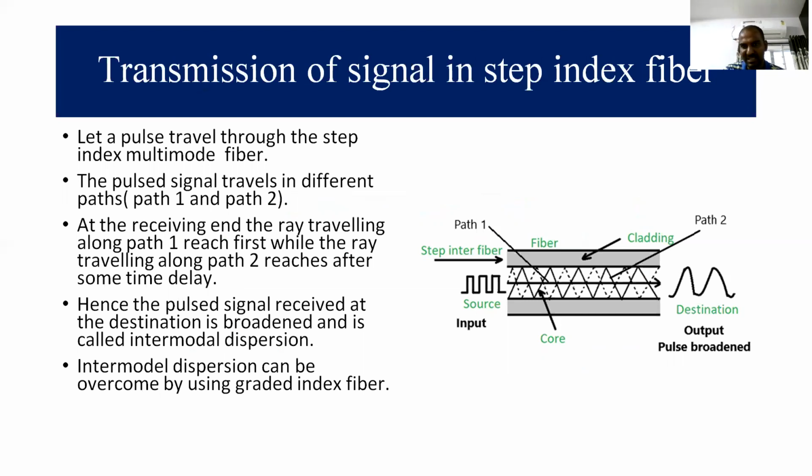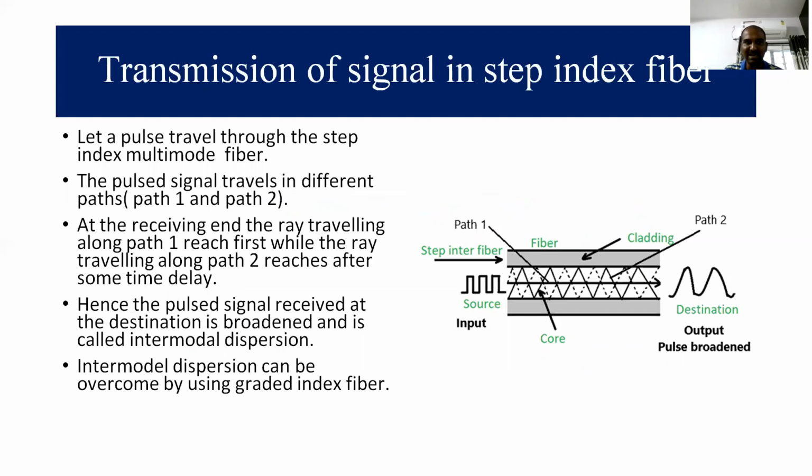Observe this diagram. The central region is a core region. In the core region, two light rays are propagated at a time, represented with path 1 and path 2. See that a pulse travels through step index multimode fiber. The pulsed signal travels in different paths, path 1 and path 2.